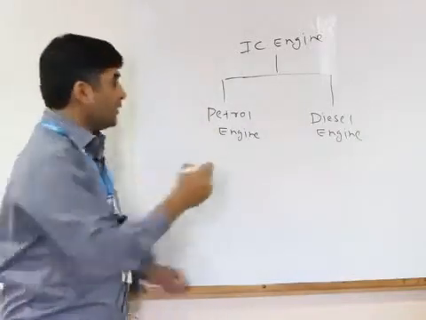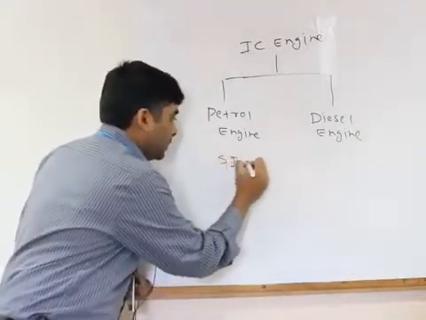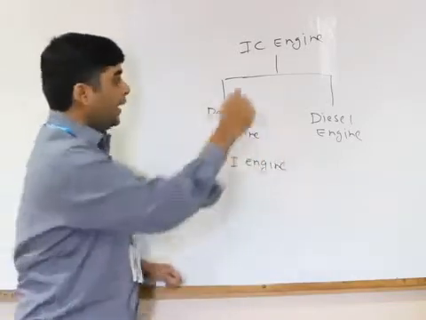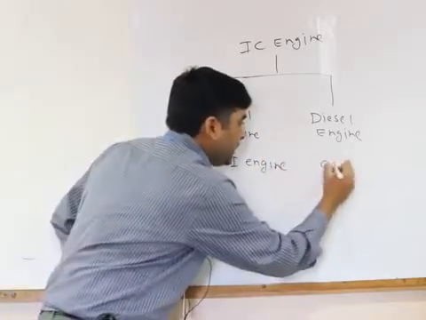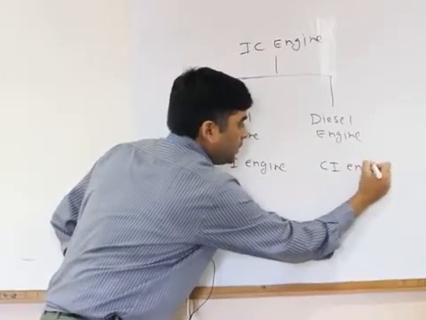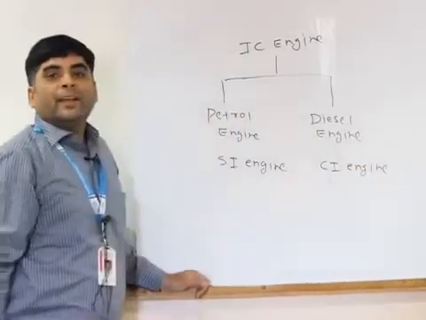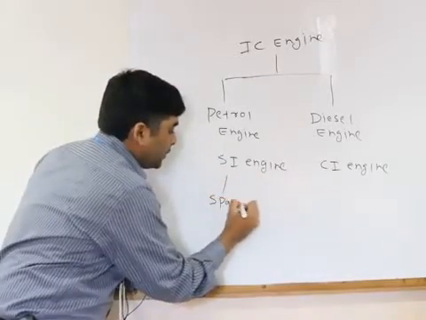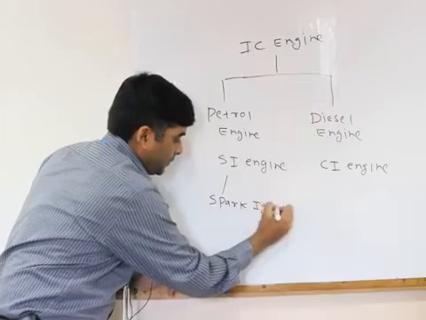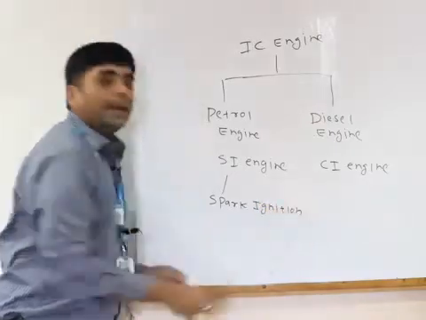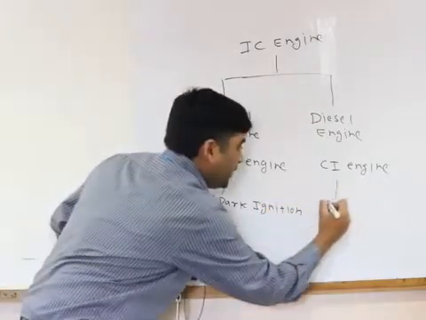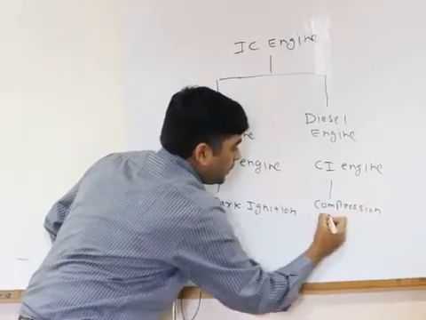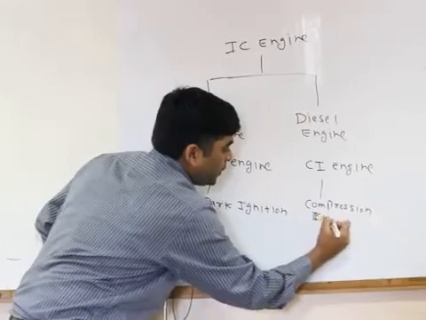Petrol engine is also called the SI engine. Now we'll see the reason why it is called the SI engine. Diesel engine is also called the CI engine. What is meant by SI? SI means spark ignition engine. And CI means compression ignition engine.